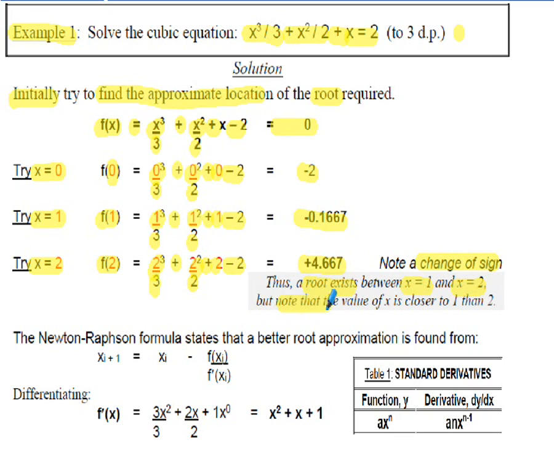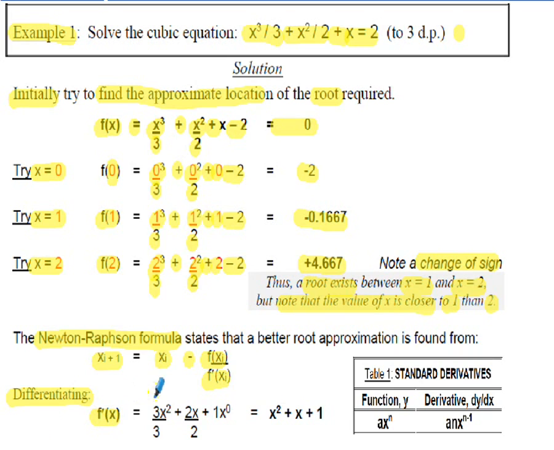But note that the value of x seems to be closer to the value of 1 than 2 on the x-axis. So using the Newton-Raphson formula on the previous slide, we know that the next value of x, the next guess if you like, is based on our initial value of x minus the function of x divided by the function dash x. And that function dash x is a differential of the function of x. So what we need to do first of all, before we start our iterative process, is to differentiate the function of x. So f dash x, using function notation, is dy by dx in conventional Leibniz notation.